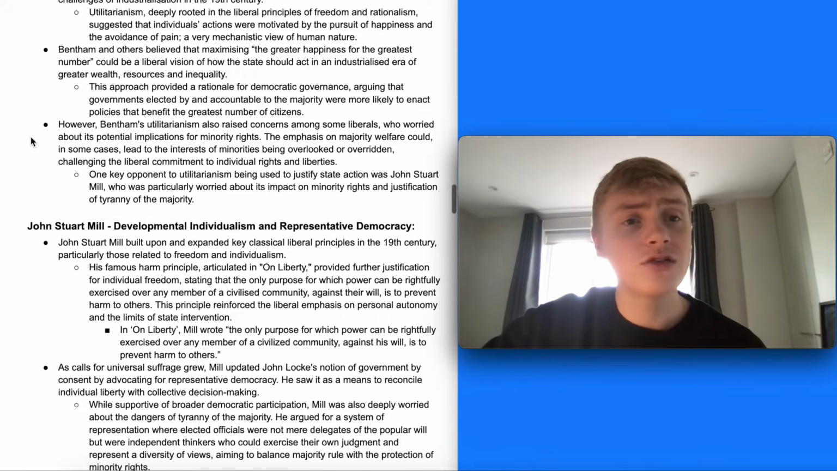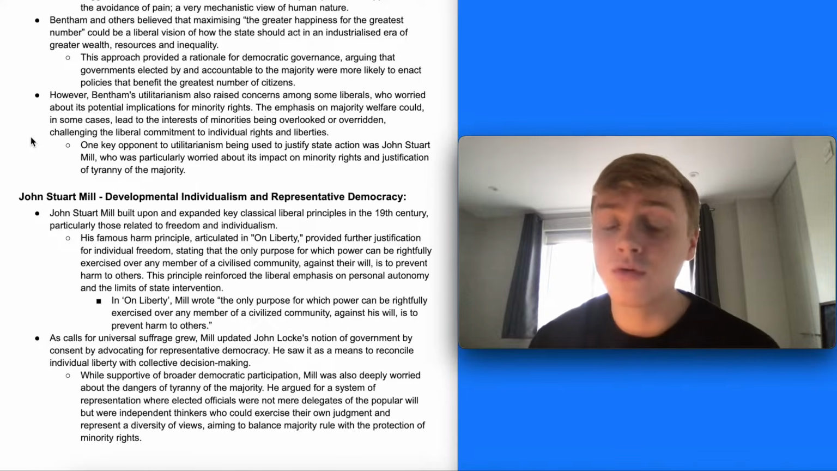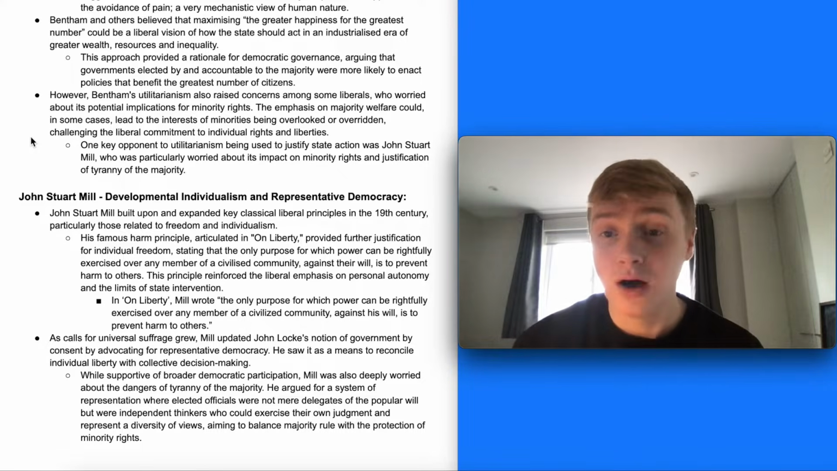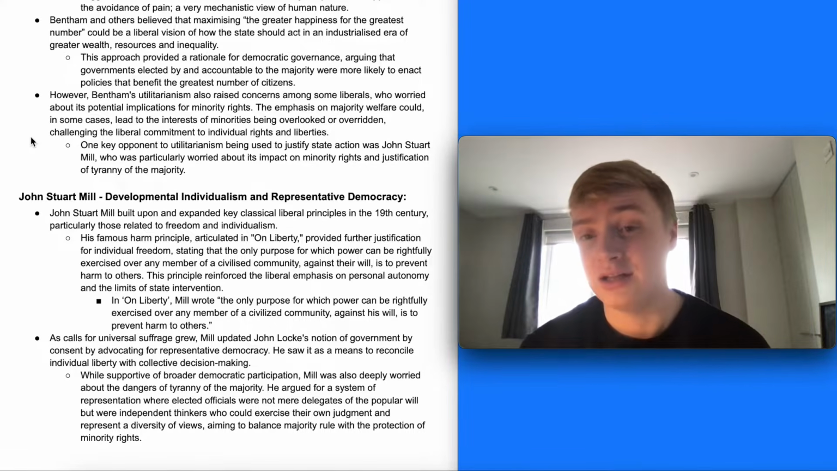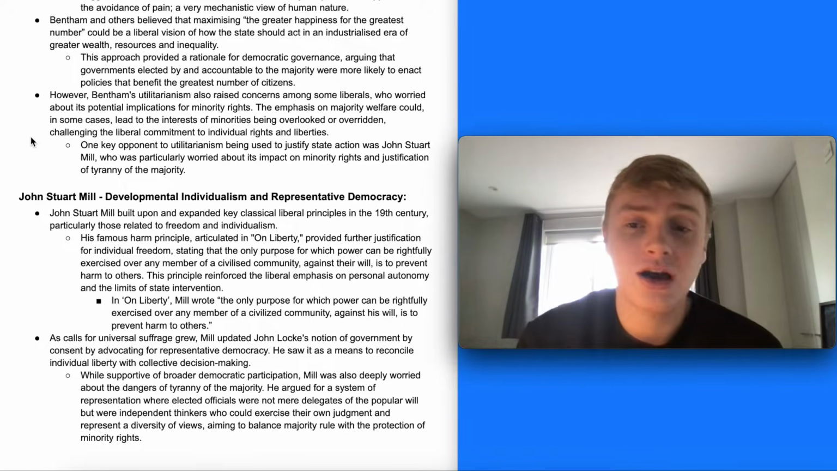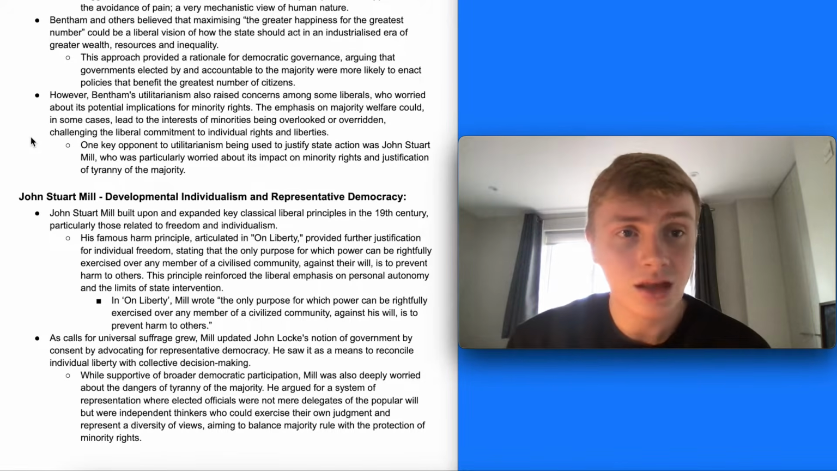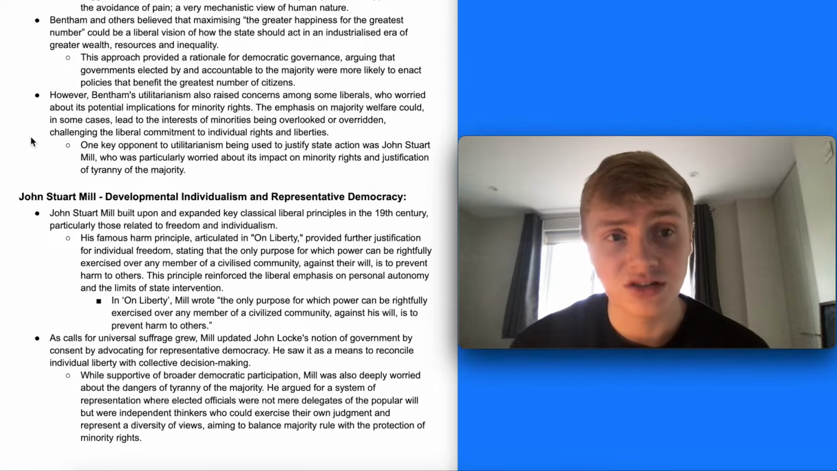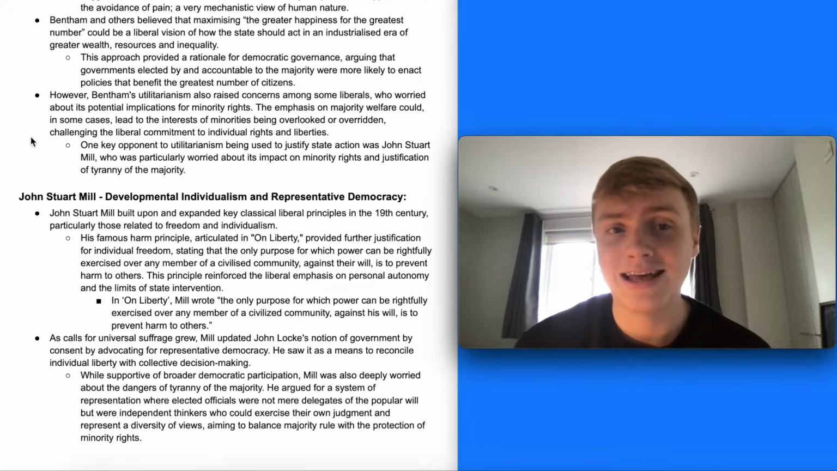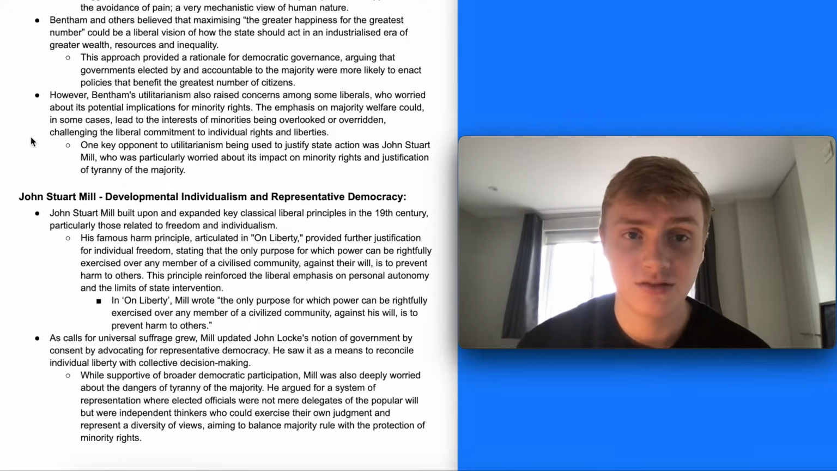So he and others believed that maximising the greatest happiness for the greatest number could be a liberal vision of how the state should act as well. He believed that this was how the individual acted and saw things. They sought to maximise their own pleasure and minimise their own pain, but he thought it could also be a vision for how the state should act. And this provided a rationale for democratic governance, as it argued that governments elected by and accountable to the majority were more likely to enact policies that benefited the greatest number of citizens.